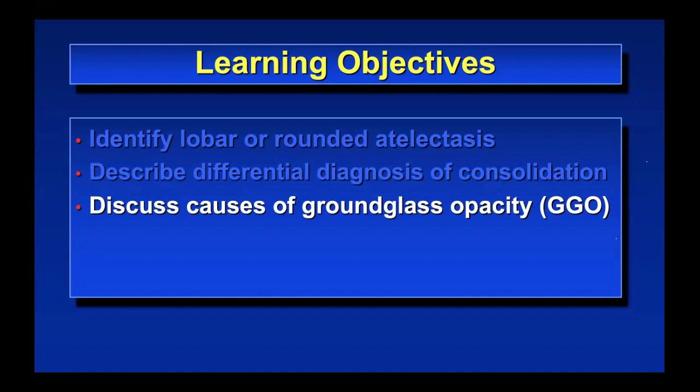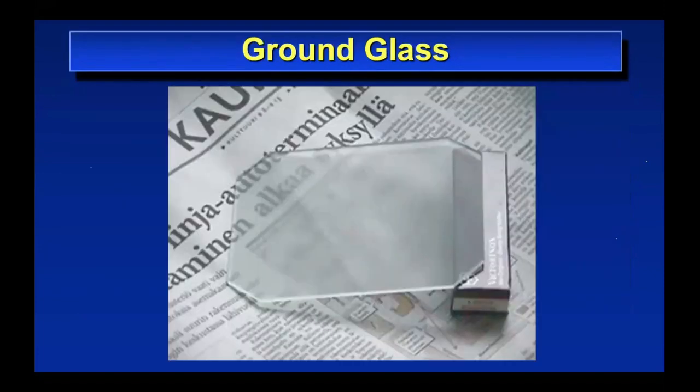Okay, so now let's discuss the causes of ground glass opacity. So ground glass is glass that is rubbed with a rough material that makes it translucent. So that's what ground glass is. And notice that we can see through it just as we could see vessels through areas of ground glass opacity.